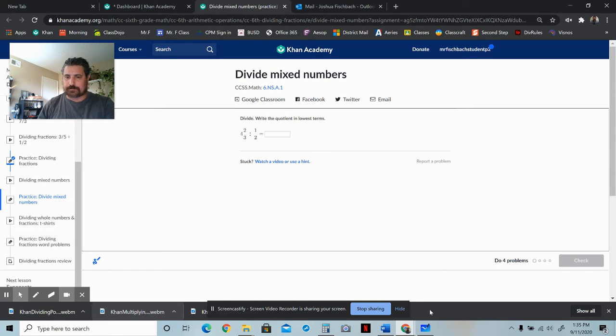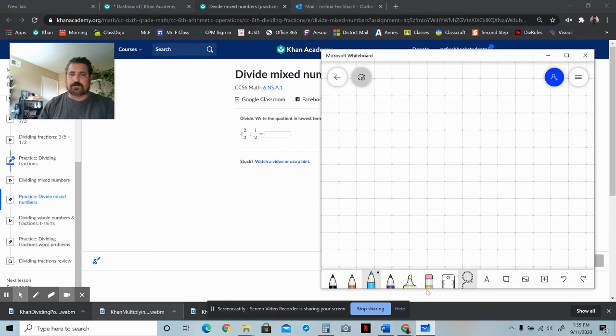First things first, I've got 4 2/3 here divided by 1/2. So let's do that. 4 2/3 divided by 1/2. Okay. So first thing we're going to do is change this one on the left to an improper or top-heavy fraction. So 4 times 3 plus 2. So 4 times 3 is 12 plus 2 is 14. So 4 2/3 is exactly the same as 14/3.